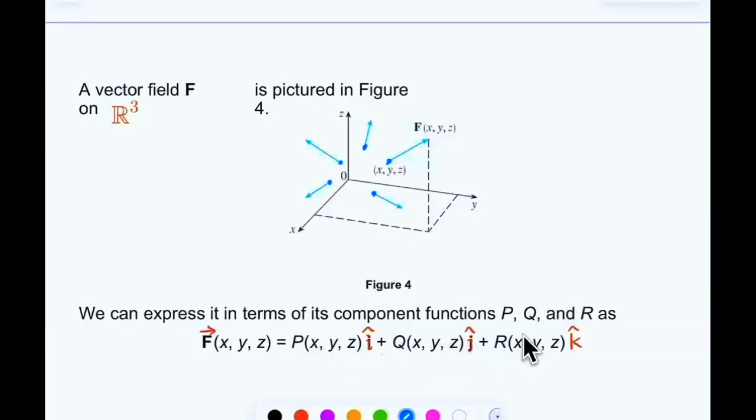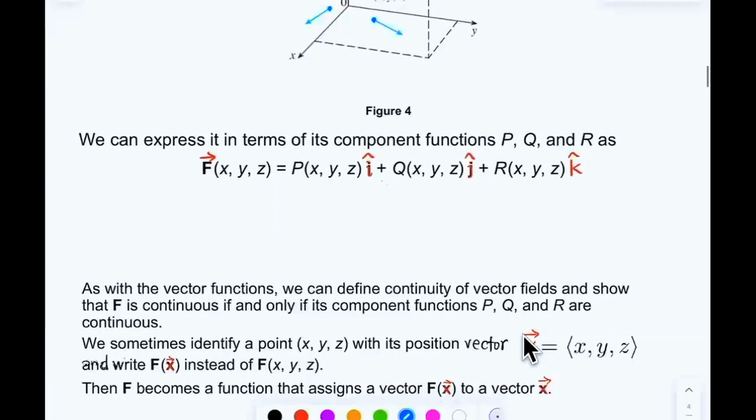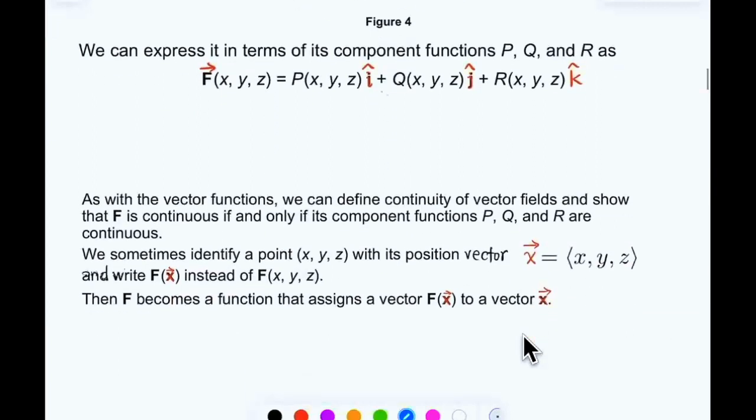Well, when we talk about functions, we normally think about continuity, right? Is the function continuous? Now we have a vector function, so we think about how to define the continuity of a vector field. Vector function, vector field, I think they're interchangeable. And how can I show that this vector field F is continuous?